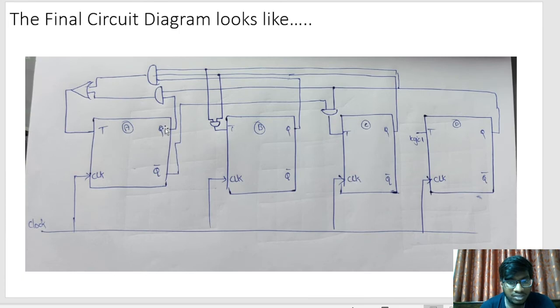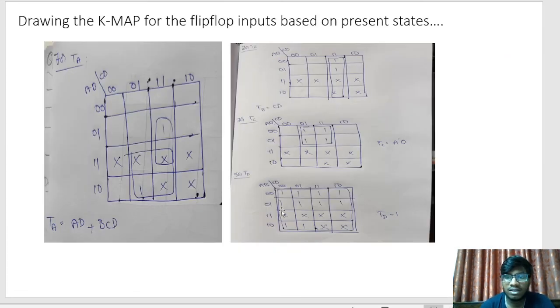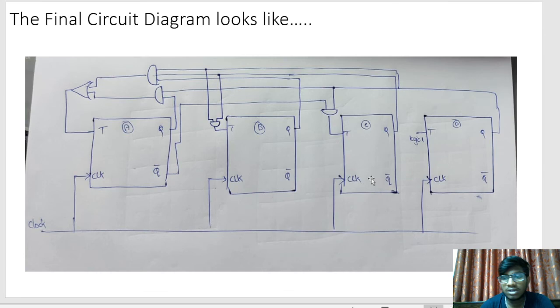The A is nothing but the Q value of the first flip-flop. The Q value of that flip-flop is represented as A, and the D is coming from the D flip-flop, and the AND gate is present here. For BCD there is an AND gate, and these are connected to the OR gate, and it is given as input T. Similarly, for TD we are giving logic 1. Here you can see that for D there is a logic 1.